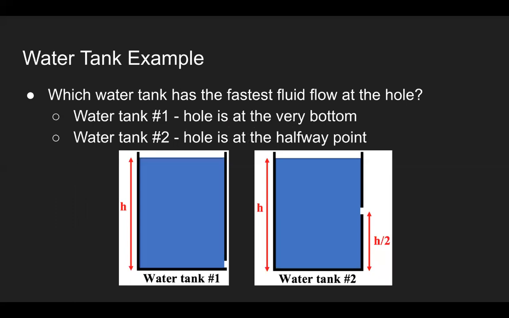I have two schematics of a water tank, each with a hole at a different height. The first one has a hole at the very bottom, and the second has the hole at the halfway point of the water tank. The question is, which water tank has the fastest fluid flow at the hole? If you have already read the first section of chapter 14, you may have briefly seen an image similar to this as the example, and already know the answer, but may not know why.